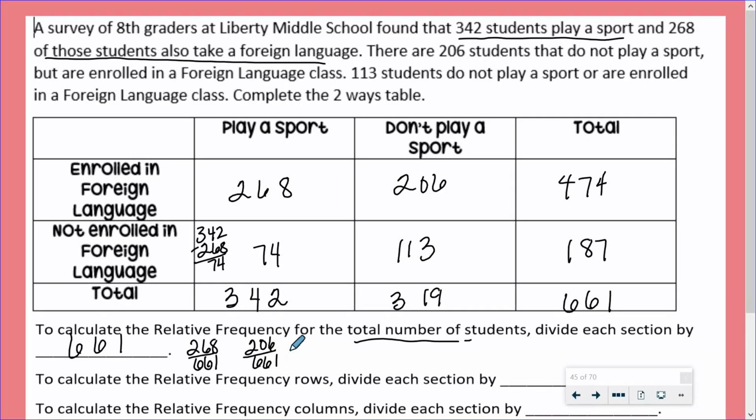If I wanted to even know the total number of students enrolled in foreign language, just foreign language, has nothing to do with sports or not, I could even take the 474 and divide it by 661. And again, I could do that for each of these categories. If I divide this cell by 661, I'm going to get 100%, because that would be the total number of people in my observation.